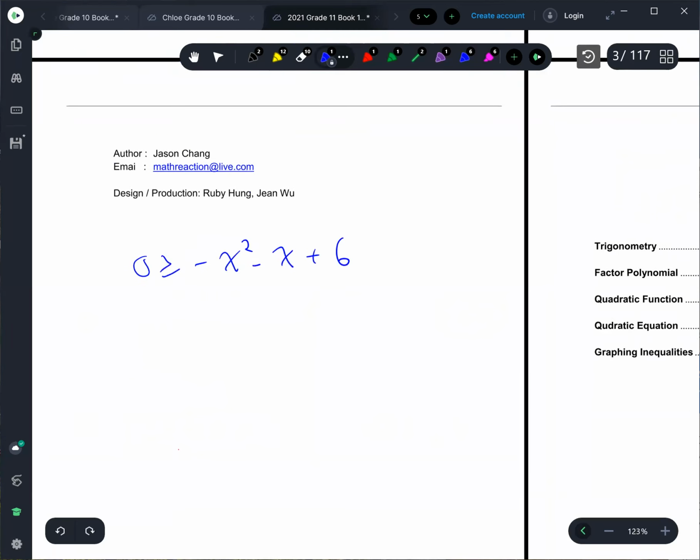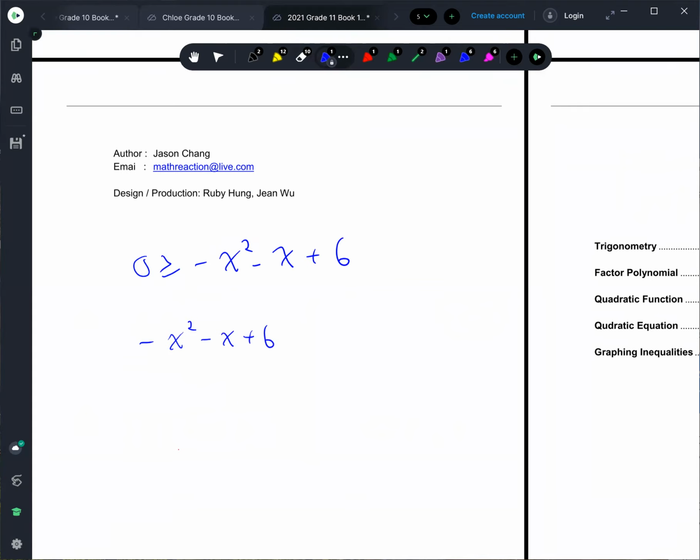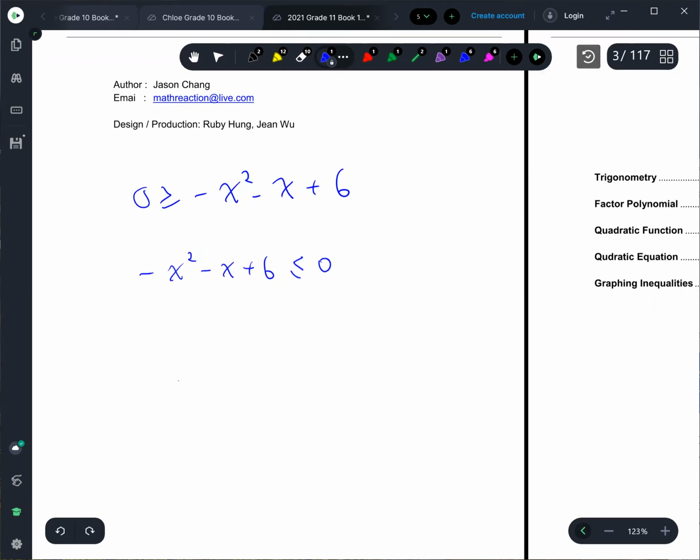Let's rewrite it a little bit because usually we like to have 0 on the right-hand side. We're gonna flip it. It will be negative x squared minus x plus 6, less than or equal to 0. Okay, so do the same thing. What do you do first? Factor.